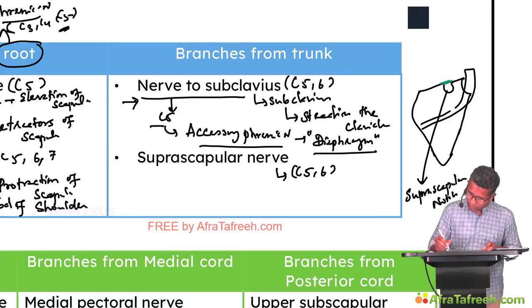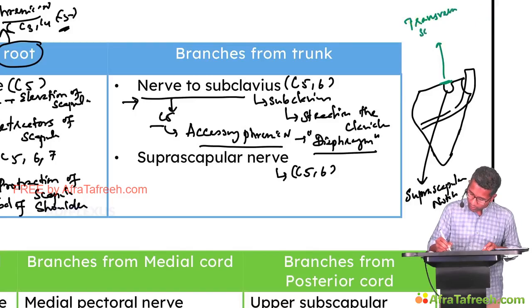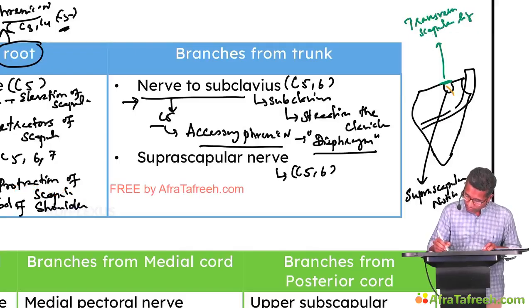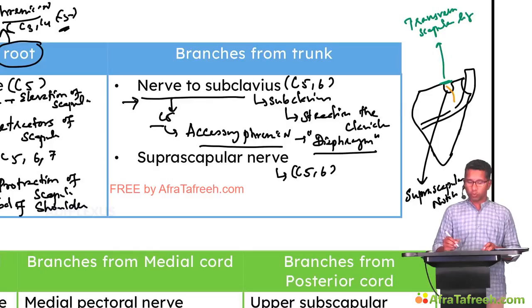What is this ligament called? Anybody? Yes, this ligament is called the transverse scapular ligament. And what is running beneath the transverse scapular ligament? The nerve which runs beneath the transverse scapular ligament is the suprascapular nerve.